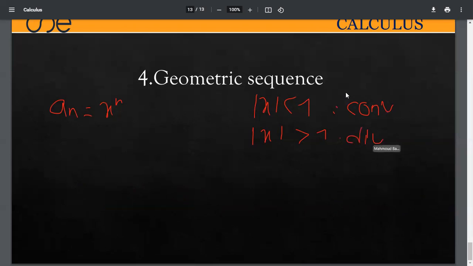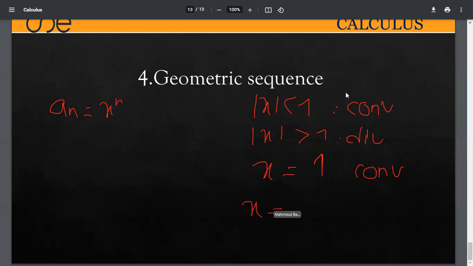Well, what happens if x is equal to +1 or equal to -1? In case x equals +1, this means that the sequence will be constant. So 1 power 2, 1 power 3, 1 power 100, 1 power 1000. So the sequence will be convergent and its value will remain the same. It will remain 1.